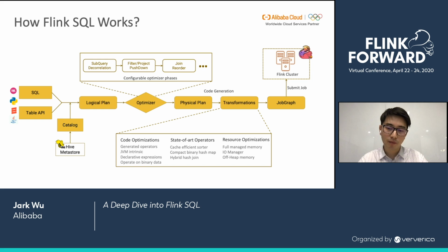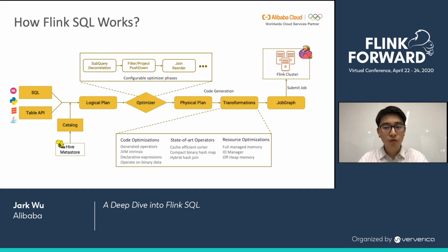It can be a Hive metastore or user-defined catalogs. A logical plan is the starting point of the optimization. So it represents a logical computation on a dataset without worrying about the execution details. Once we have the initial logical plan, through a lot of different optimization rules, the Flink SQL optimizer will convert the initial logical plan into an optimized physical plan.